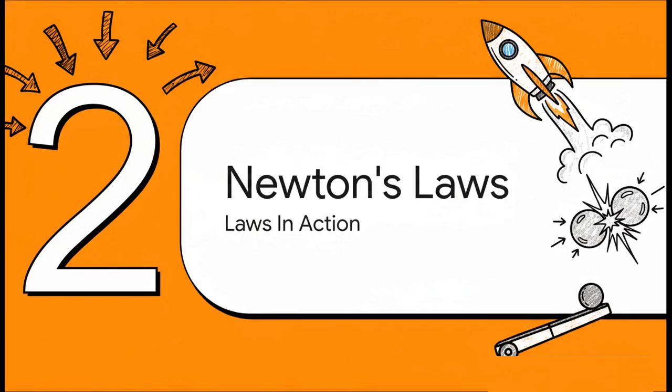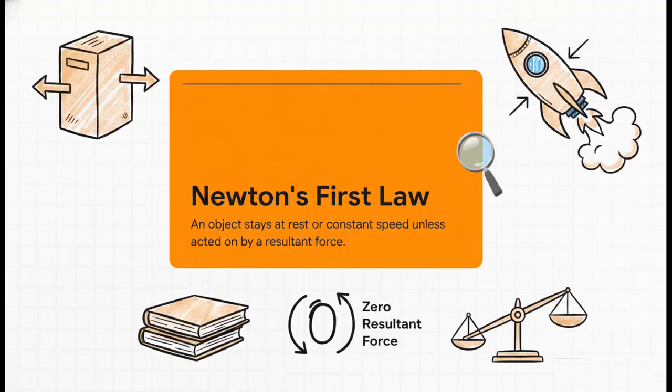Moving right along to part 2, Newton's laws in action. Okay, Newton's first law. This one basically says that objects are kind of lazy. They like to keep doing exactly what they're already doing. If it's sitting still, it's going to stay still. If it's moving, it's going to keep moving at a constant velocity. So the absolute crucial point here is that a constant velocity simply means the forces acting on the object are perfectly balanced. They cancel out, creating a zero resultant force. No extra force means no change in movement.